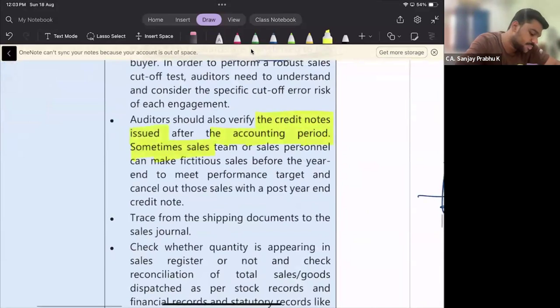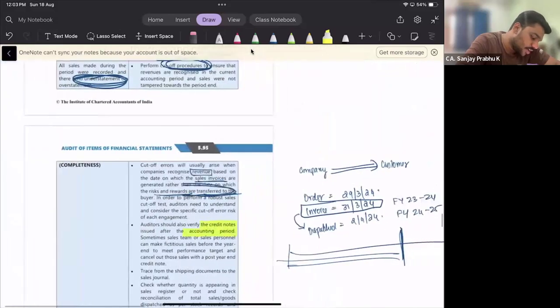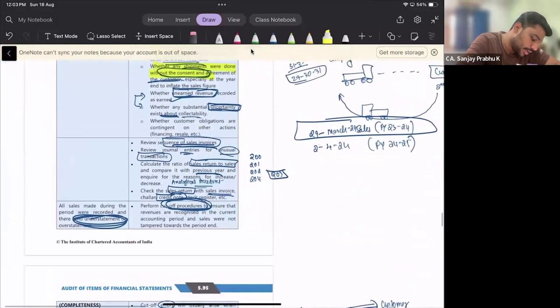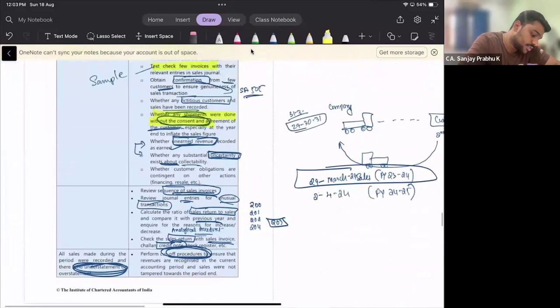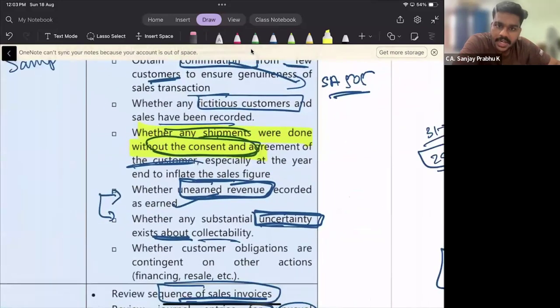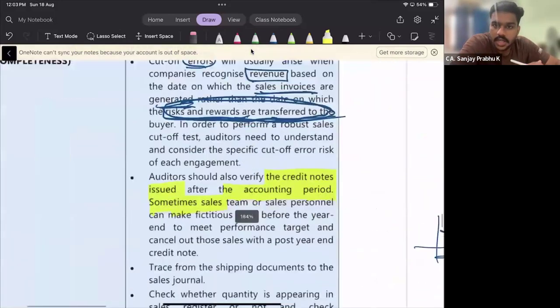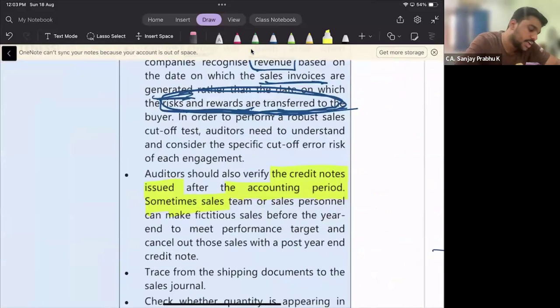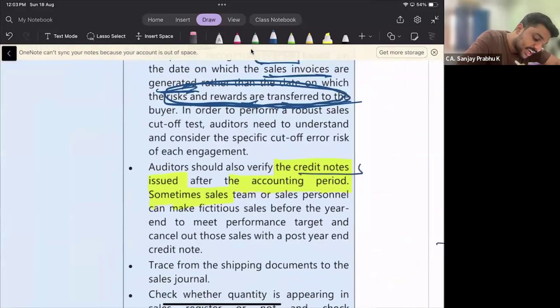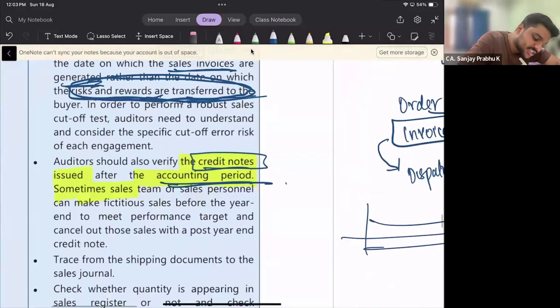Next, the auditor should verify the credit notes issued after the accounting period. See, this point is again referring to this one: whether any shipments were done without the consent. What happens if the shipments were done without the consent? They will return the goods, right? So when they return goods, they have to issue the credit note, right? So the auditor has to verify the credit notes and sales returns issued after the accounting period, 31st March.